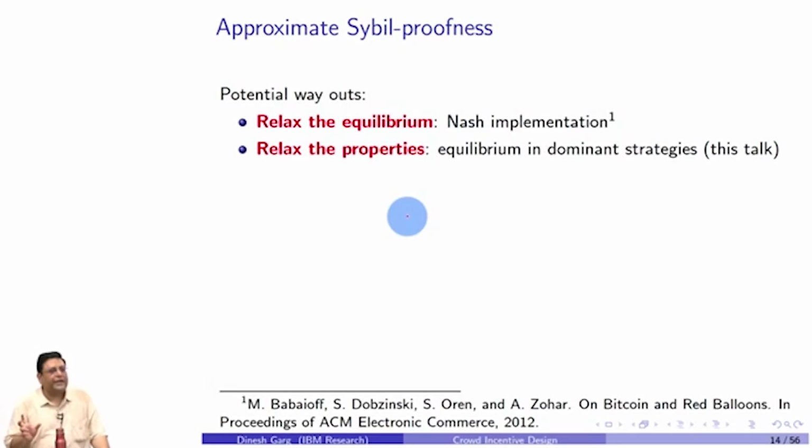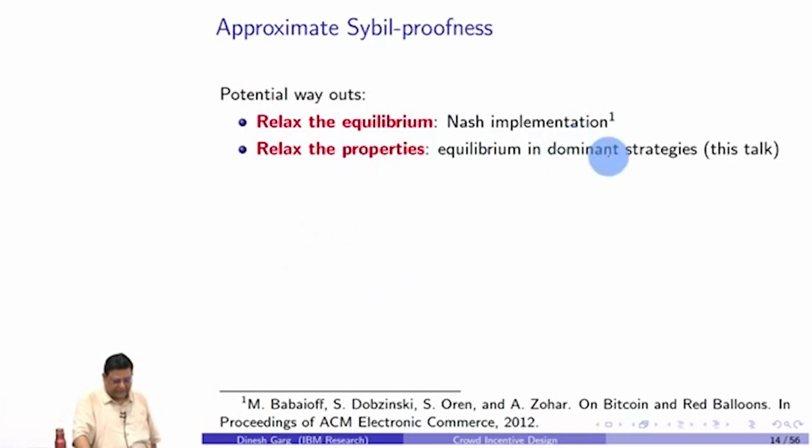There is another thing called Nash equilibrium. Maybe if not in this talk, some other talk, I will see if I can introduce that concept. You can weaken the equilibrium concept, although it's not relevant for this talk, so we are not going to go into the relaxation of the equilibrium concept. We still will be with the dominant strategy equilibrium. We will take a different route. What different route? We will relax the properties actually.